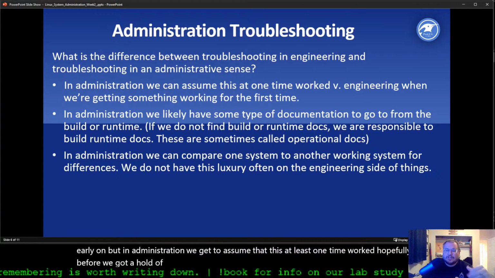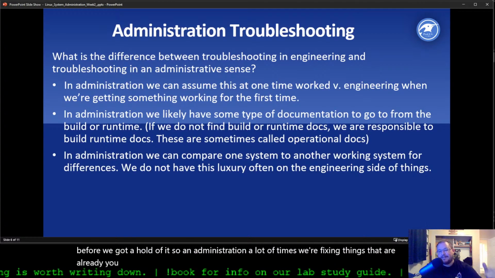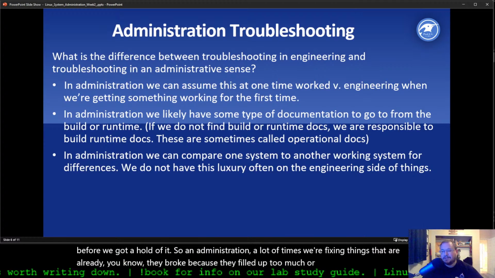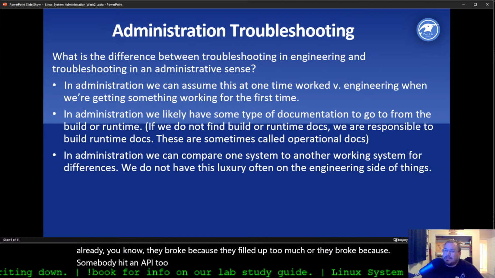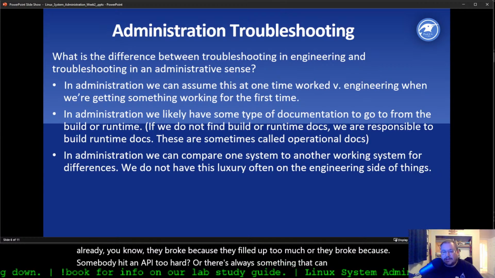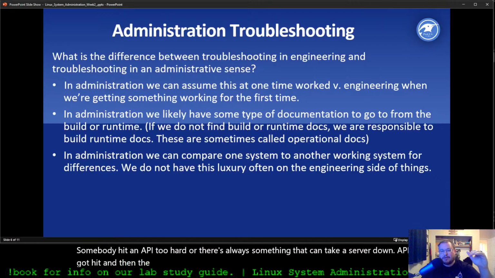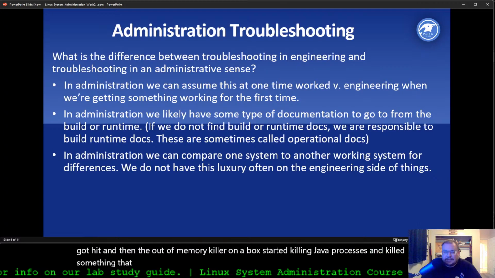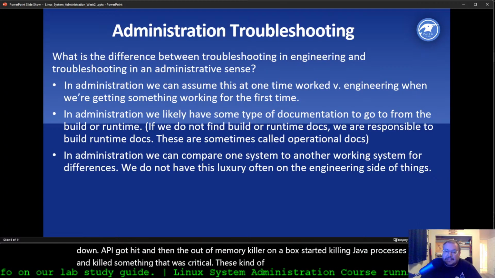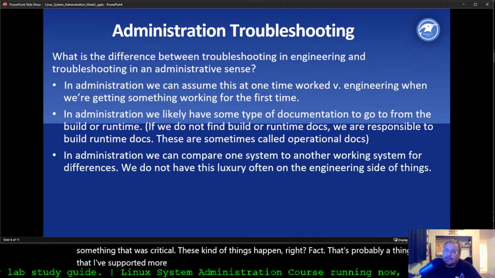So in administration, a lot of times we're fixing things that broke because they filled up too much, or they broke because somebody hit an API too hard, or there's always something that can take a server down. API got hit, and then the out of memory killer on a box started killing Java processes and killed something that was critical. These kind of things happen, right? In fact, that's probably a thing that I've supported more recently than a lot of stuff.